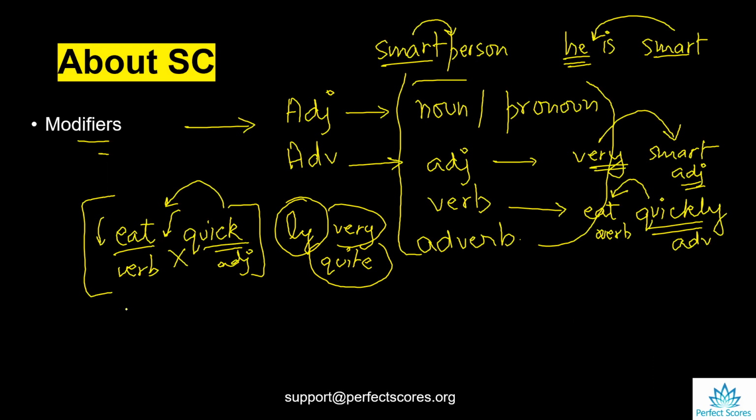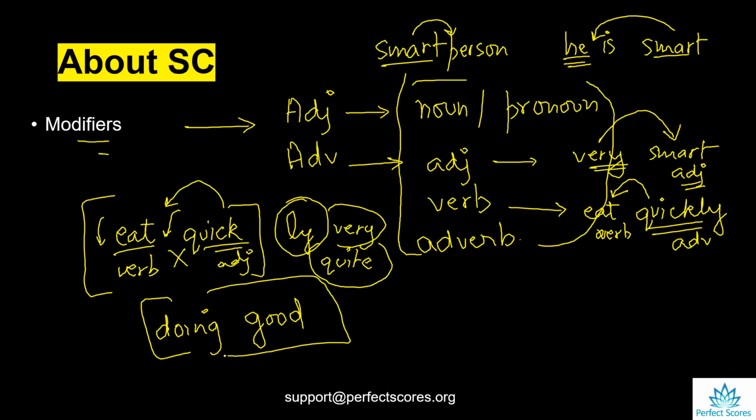Another easy example that we often use in real life is when we ask someone, how are you doing? They usually say, I'm doing good. So tell me, do you think this is correct? This phrase over here, doing good? No. So doing is a verb. All right, what is good? What part of speech? Is it an adjective or an adverb?